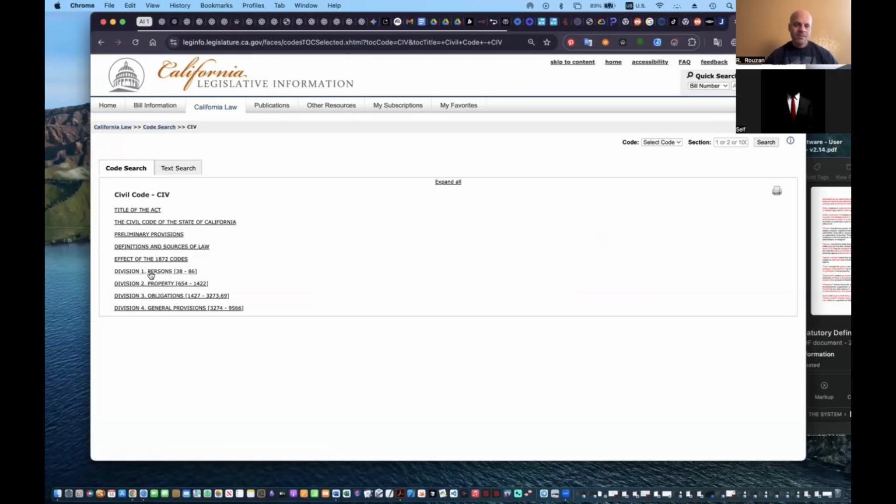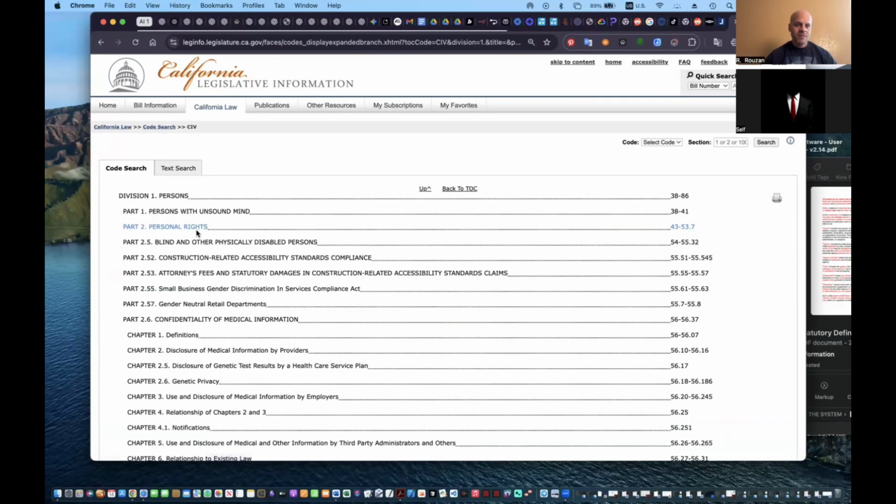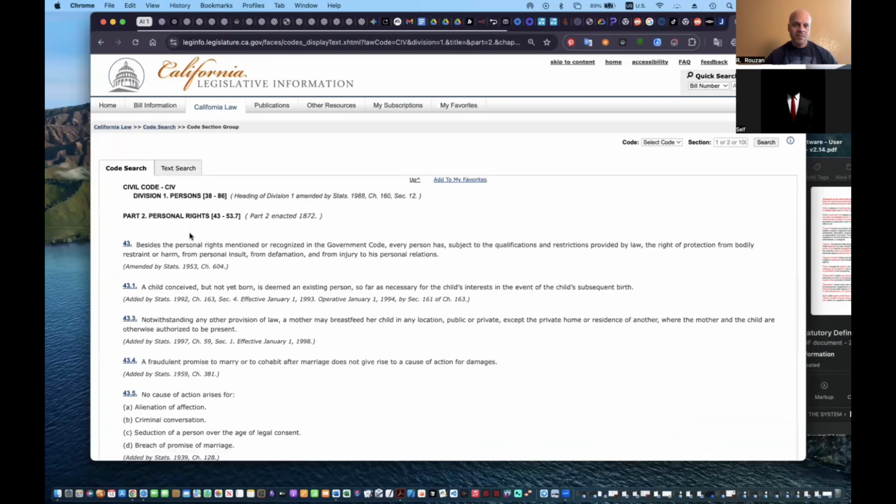The civil code covers persons, property, obligation. We just read what an obligation is, right? It's a legal duty. So let's go to person. Personal rights under the civil code. Besides the personal rights mentioned or recognized in the government code, every person, subject to qualifications and restrictions provided by law, has the right of protection from bodily restraint or harm, from personal insult, from defamation, and from injury to his personal relations. These are the rights that they're talking about that are substantive, right?